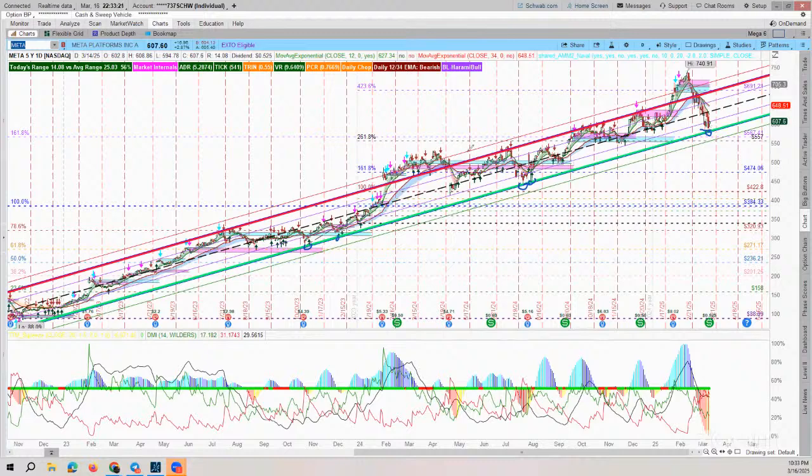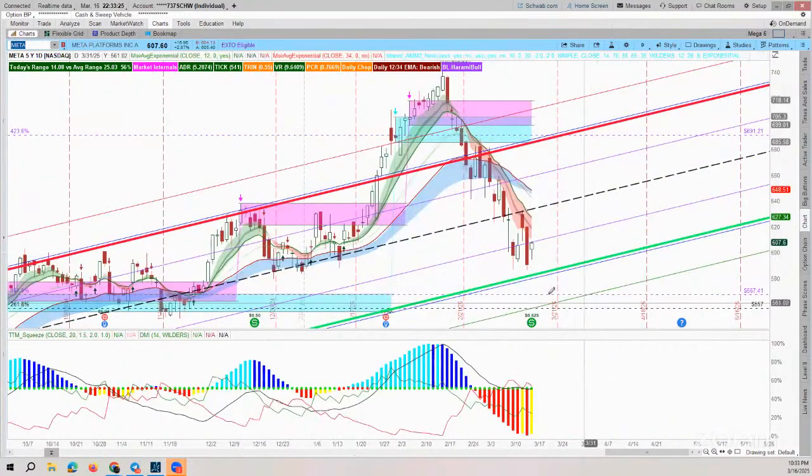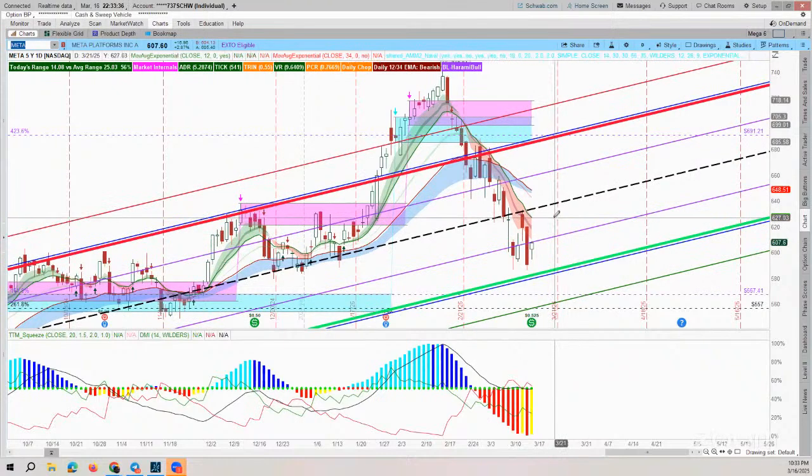This needs to hold. If it doesn't, you will see some really, really nasty downside moves on Meta. So 580 is my stop loss on Meta. If it comes near it, I will buy, or I will buy above 627. In between, it will only eat the premium.